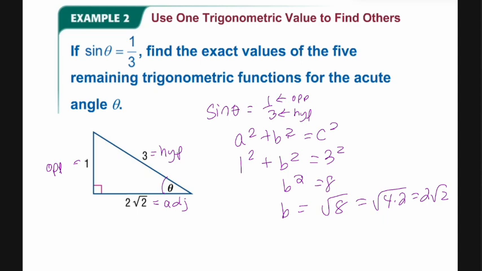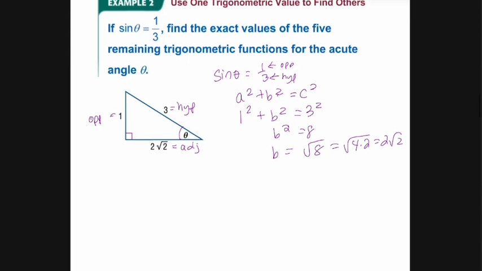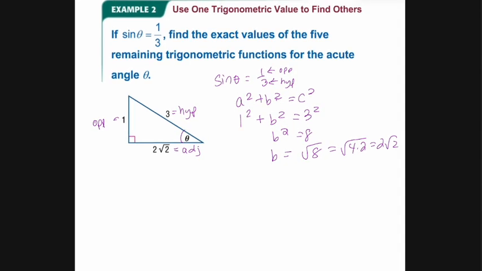Once you have all sides labeled and you know their numerical value, now you proceed. Even though it says to find the exact values of the 5 remaining, I still write what I know. The sine of theta, I still put them in the exact order. It's like they gave me a bonus. They already told me that the sine was 1/3. Yay. They've told me that.